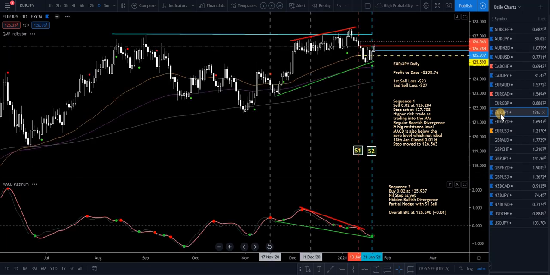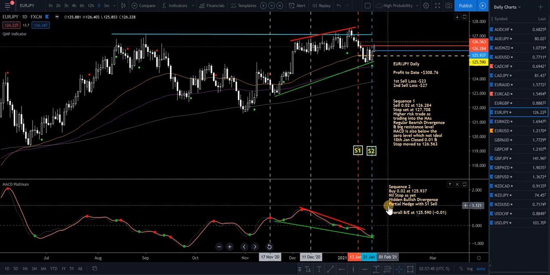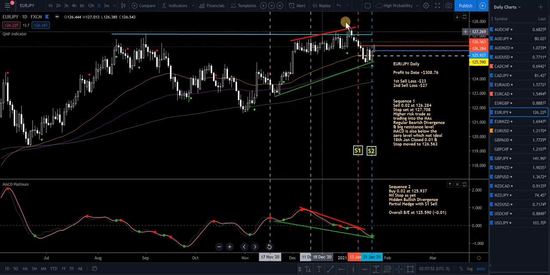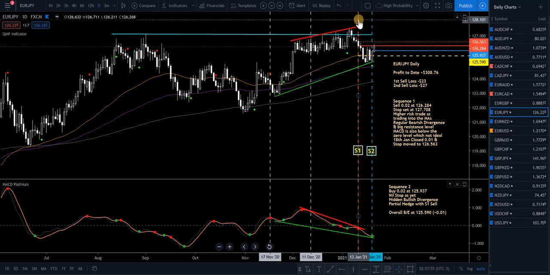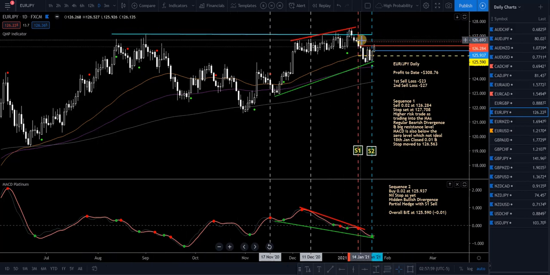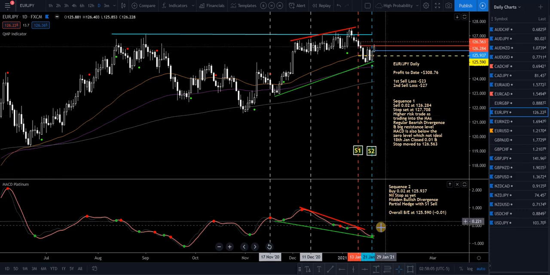Euro Yen, we have a couple of trades on here. Got a sell here. Already closed half and brought my stop down a lot tighter. Then this is followed up with a buy here, and it's above my entry level at the moment. No stop in place for the buy. You can see that sequence 2, hidden bullish divergence. Whereas the sell was a high risk trade based on regular divergence and also this resistance level, hence there was a stop in place for that and it's been tightened up. But sequence 2, I'm expecting to run up a little bit more.